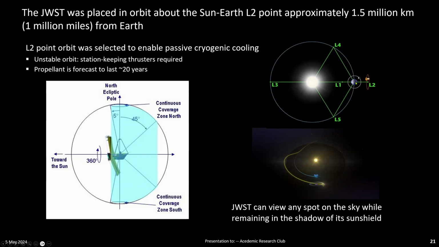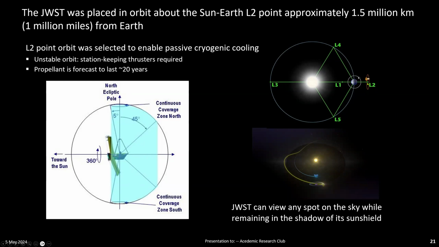Now, as the Earth orbits the sun, we're rotating about this axis, the vertical axis, and one can see that over the course of a year, this annulus will sweep over the whole sky every 6 months. So every 6 months, the Webb can observe any spot on the sky and still be in the shadow of its sun shield. So that's how we cooled it.